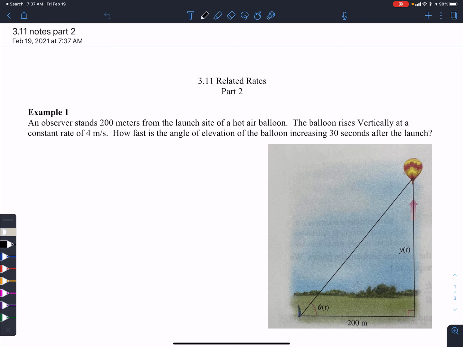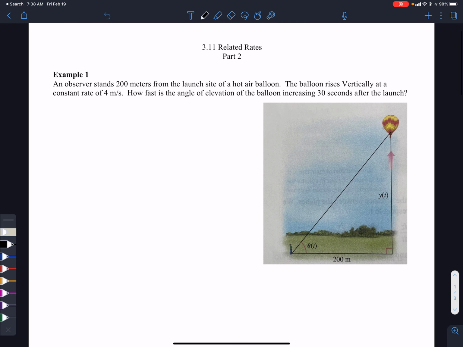So this is part 2 of chapter 3, section 11, notes on related rates. I forgot to give you the other type, and that's going to be when you use trig functions. So I'll give you 2 examples of trig functions and we'll be done. Should be a quick video.